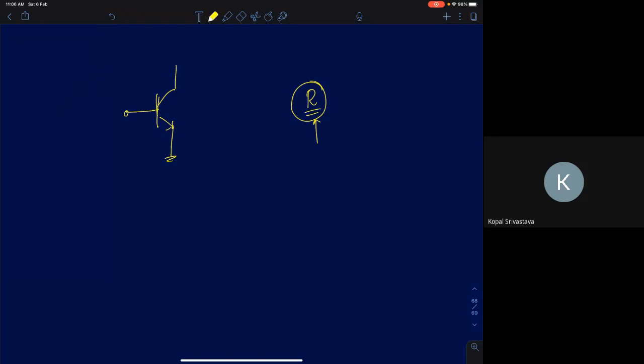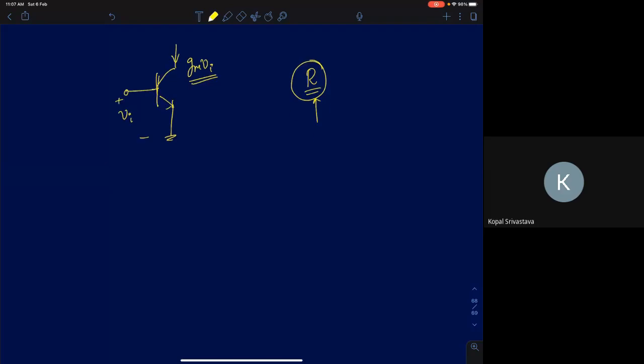amplification, which means if I'm applying a small signal VI, we say that the BJT in response to this generates a current given by GM times VI, where GM is the transconductance of this device. Okay, so it generates a proportional current, and the constant of proportionality is actually GM. Now this is an approximation. If you recall, this is actually an approximation. This result here is called the small signal approximation.